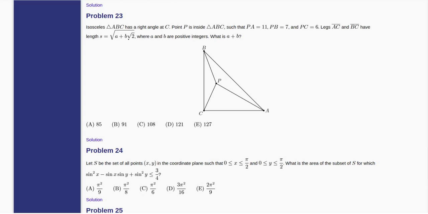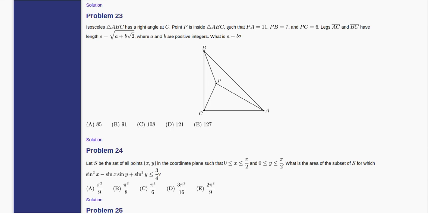Hello everybody. In this video I'm going to be going over problem number 23 out of 25 of the AMC 12B from 2006. I stressed that it was out of 25 because these are the later problems, so this is more on the difficult side.